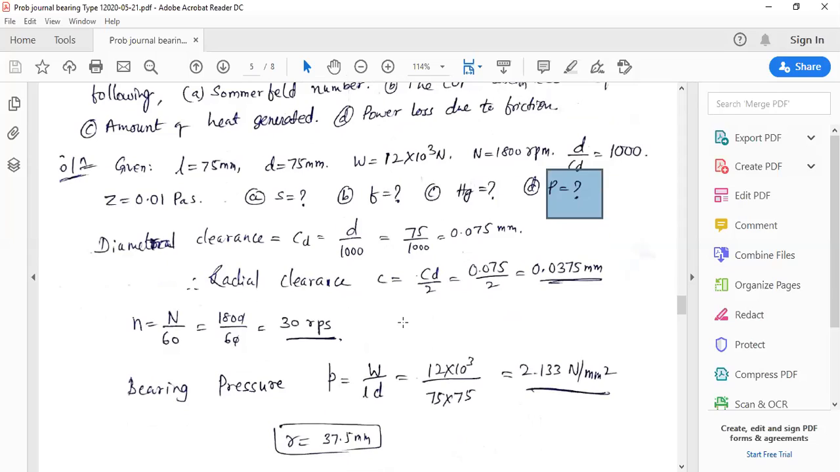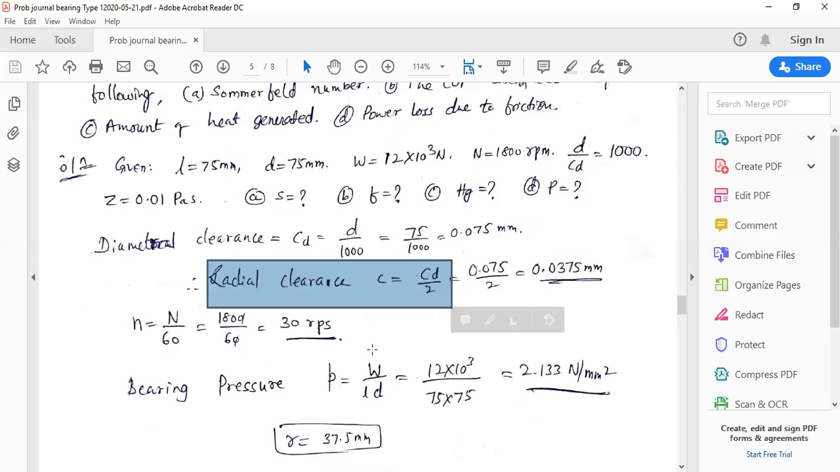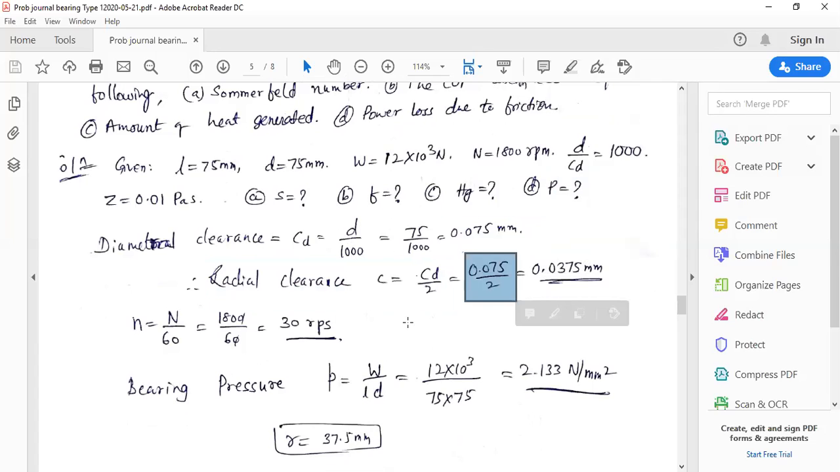So these are the things asked here, and with respect to the given data, we have to calculate some important quantities such as the diametral clearance. The ratio of D to CD is given, so take CD to the left-hand side: D by 1000 is equal to CD, which is 0.075 mm. That is the diametral clearance. Hence we can calculate the radial clearance, which is half of the diametral clearance, CD by 2, so 0.075 divided by 2, that is 0.0375 mm.